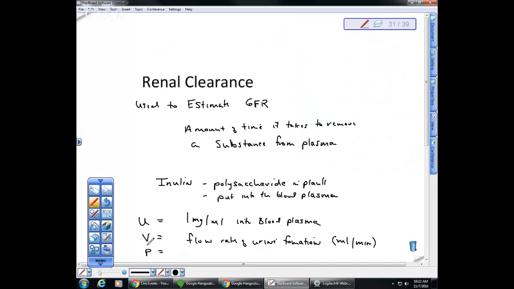Sorry, U is the concentration of the substance in the urine. P is the concentration of the substance in the plasma. That makes more sense. So think P for plasma, U for urine, and V is the flow.